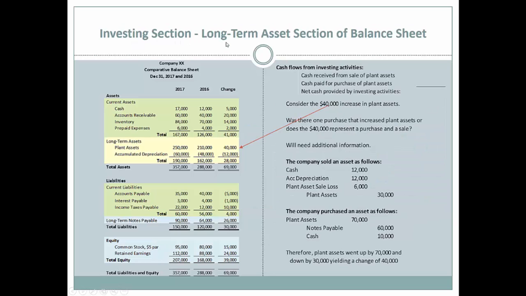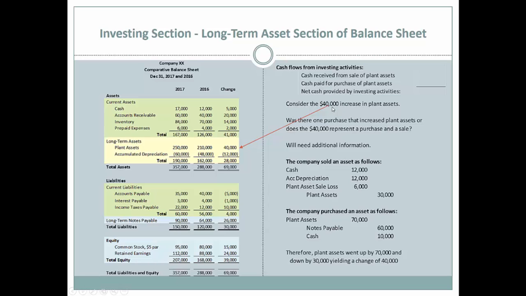Next, let's look at the investing section, long-term assets of the balance sheet. We are going to be looking primarily at two things. We'll be looking at cash received from the sale of a plant asset and cash paid for the purchase of a plant asset. This will provide us with net cash provided by the investing activities. Now we have to look and see how plant assets have changed during the year, from the beginning of the year to the end of the year.